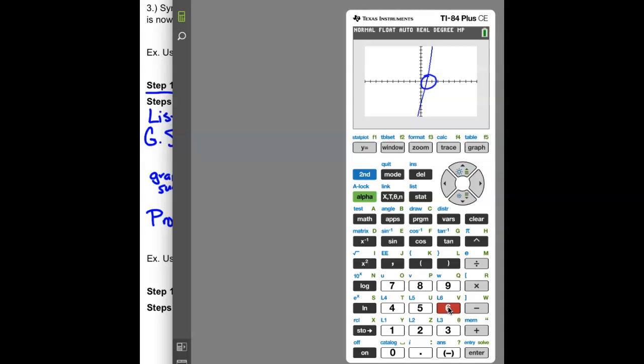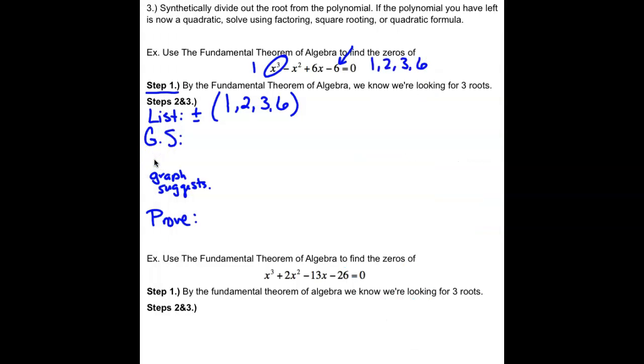So then I go back. I'm going to list that. My graph suggests that 1 works. And now we're going to go through the prove step. We have to use synthetic division to show that that actually works. So we want to prove that 1 gets us a 0 remainder. It's truly a 0.